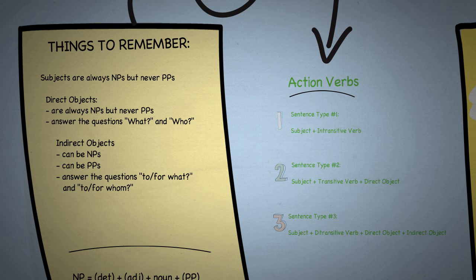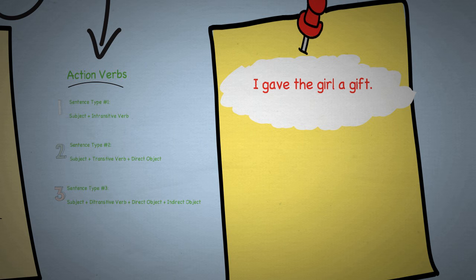We need to now define what an indirect object is. An indirect object is similar to a direct object in that it can be a noun phrase that follows the action verb, but unlike the direct object, the indirect object can occur within a prepositional phrase. The indirect object is going to answer the questions to who, to what, and for what.